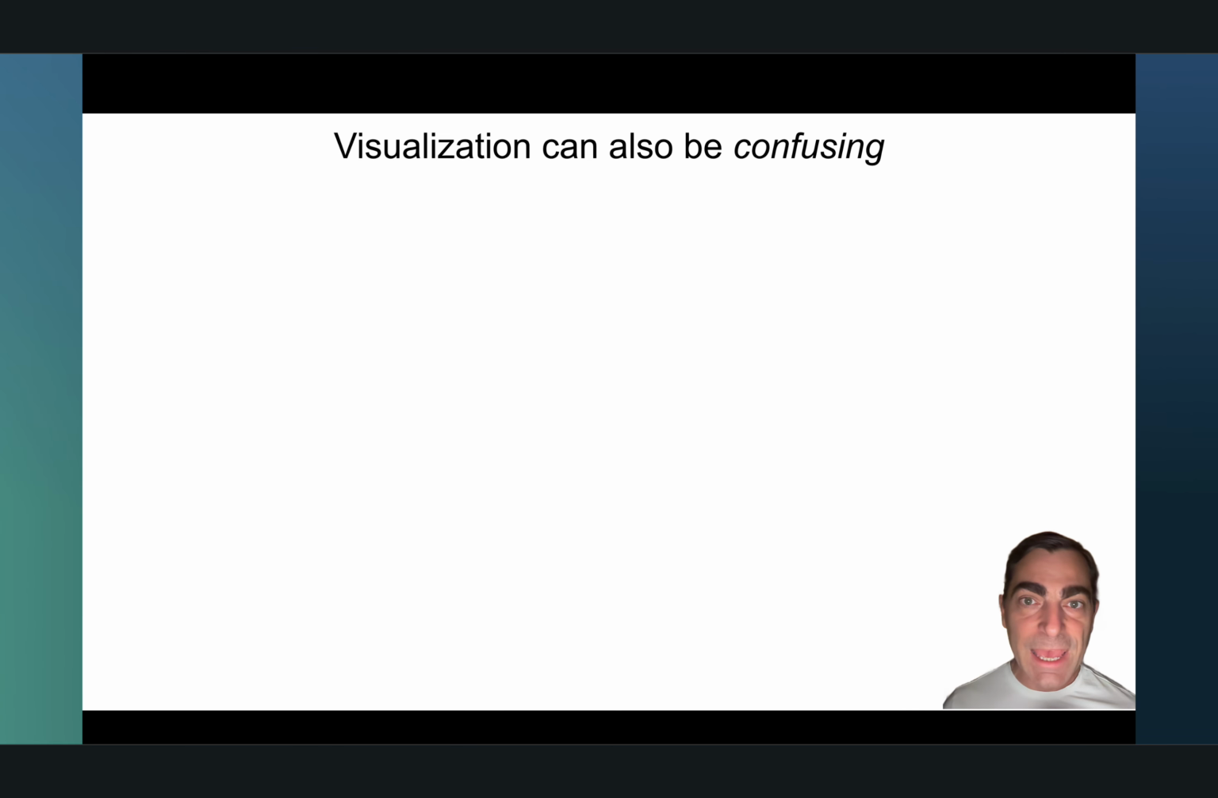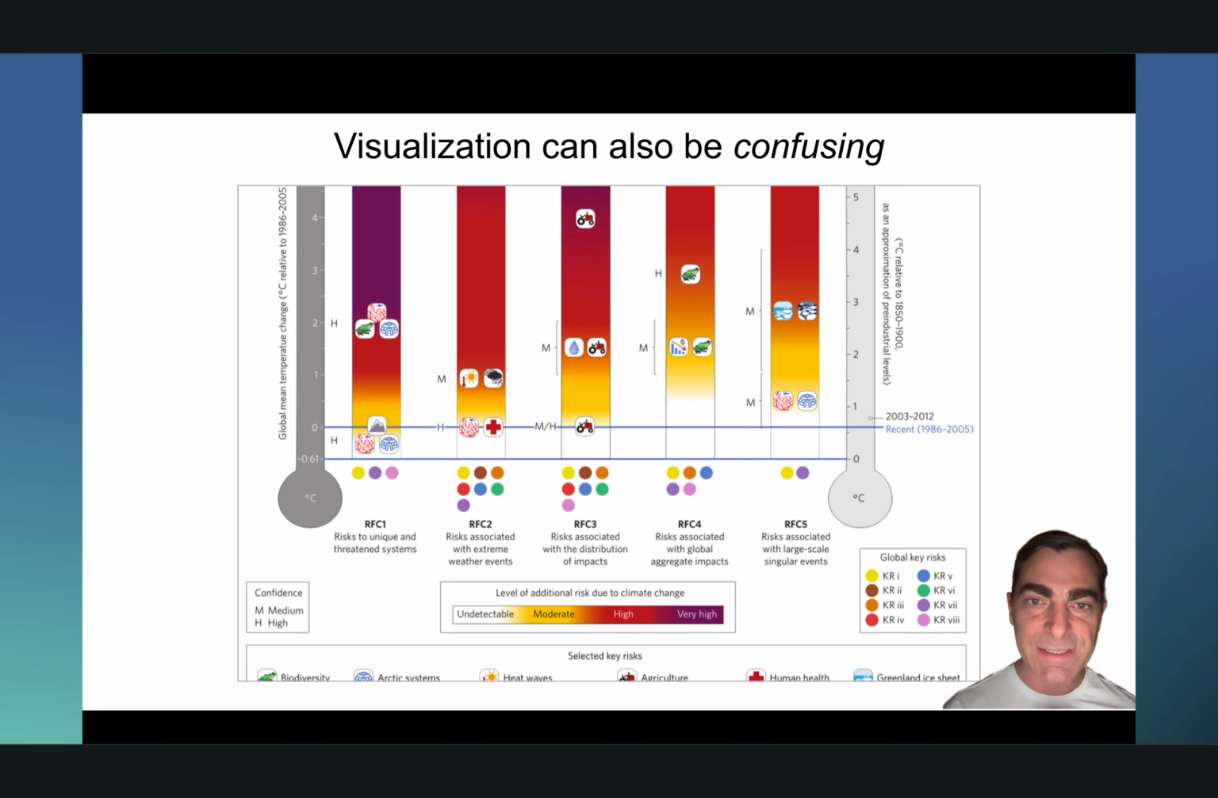So visualization can be confusing. Let me give you an example. This is an example that I like to use. It comes from a climate change graph that is meant to communicate information about how much risk there is at different levels of temperature. And I always struggle to understand the meaning of this graph. Even though I have seen it before, every time I see it, I have to relearn exactly how to read it. And I suspect that this comes from two problems with this graph.